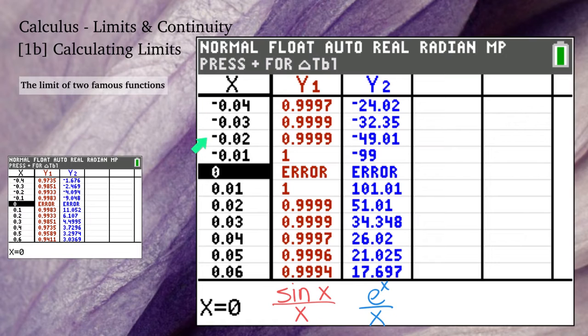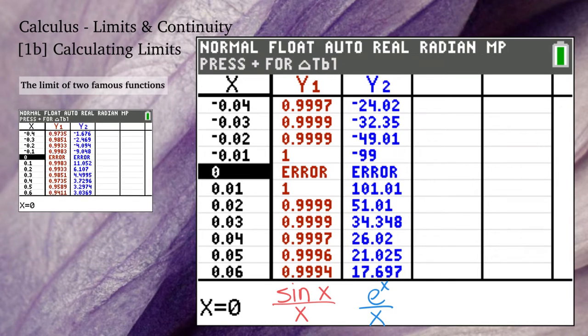As x approaches 0 from the left side, or the negative values, the y values are getting smaller and smaller, a negative infinity type of small. And as x approaches 0 from the right side, or the positive side, the y values are getting bigger and bigger, like a positive infinity sort of big.